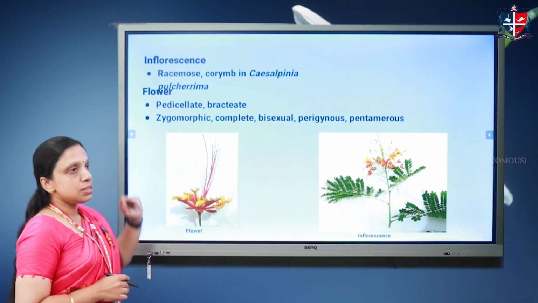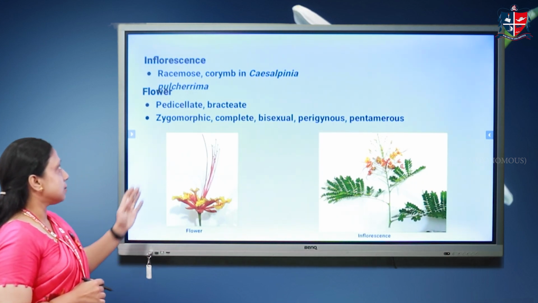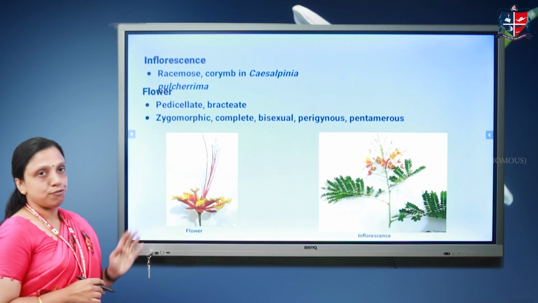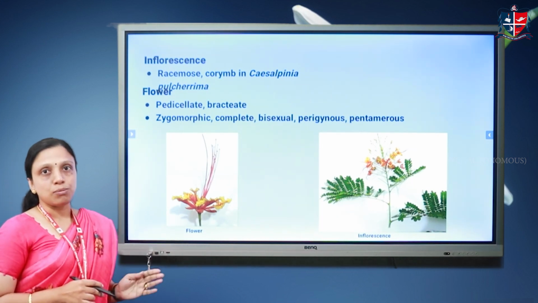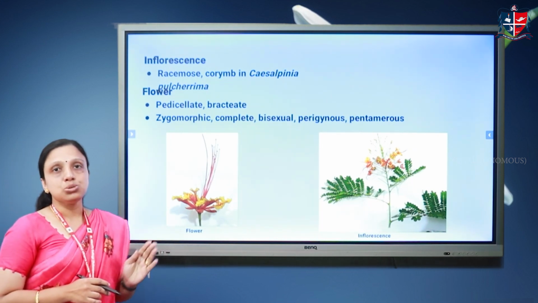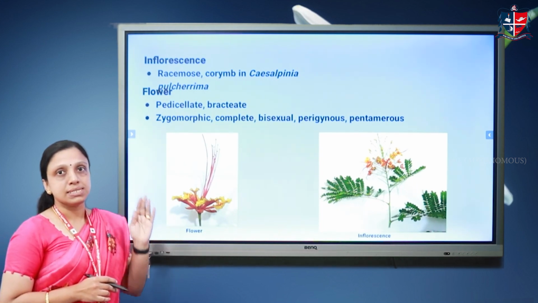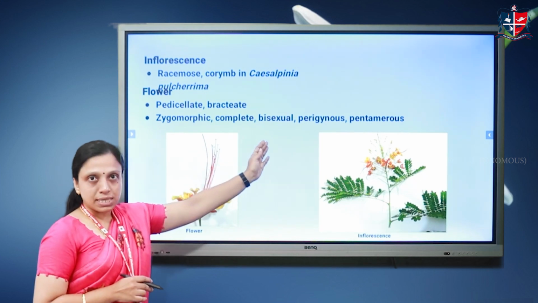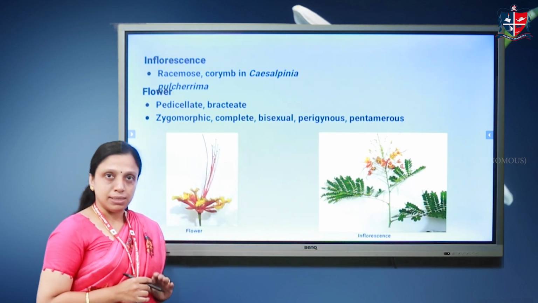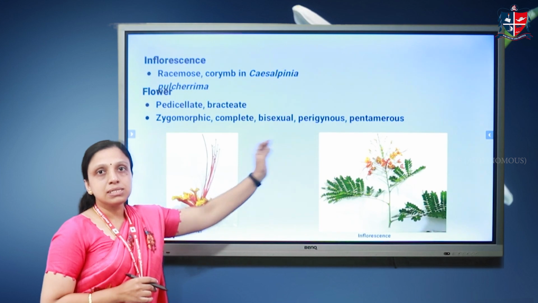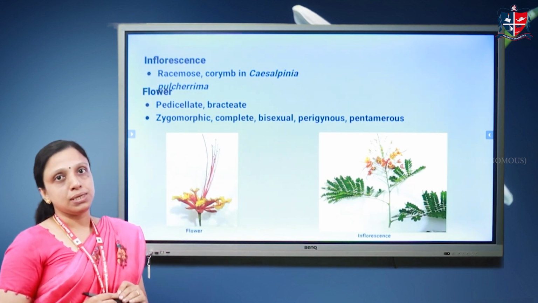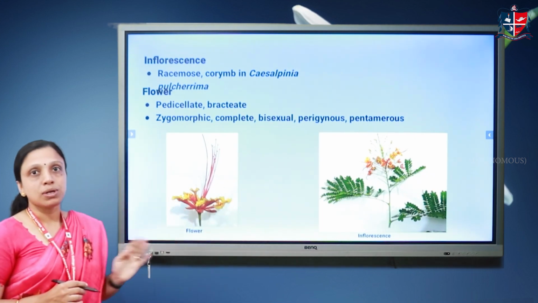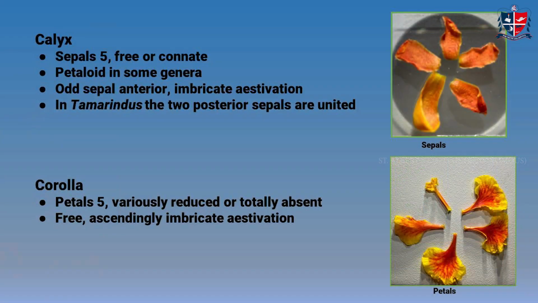Then about the flowers. Flowers are pedicellate, they are bracteate, and the flowers are zygomorphic. That means symmetry is zygomorphic. The flowers can be cut into equal halves only through a single plane. And the flowers are complete. They are bisexual, both androecium and gynoecium present. Perigynous, ovary is half superior or half inferior, and pentamerous, where the floral whorls are in multiples of 5.